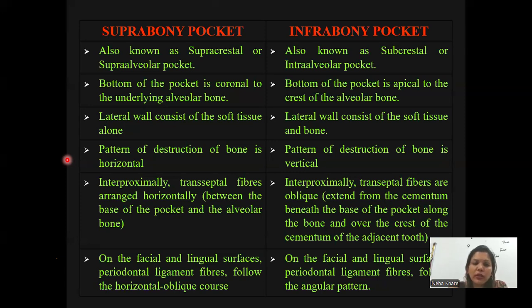In suprabony pocket, the pattern of destruction is horizontal, and in infrabony pocket it is vertical. In suprabony pocket, interproximally, transseptal fibers are arranged horizontally between the base of the pocket and the alveolar bone, whereas in infrabony pocket, these fibers are arranged obliquely, which extend from the cementum beneath the base of the pocket, along the bone, and over the crest of the bone.